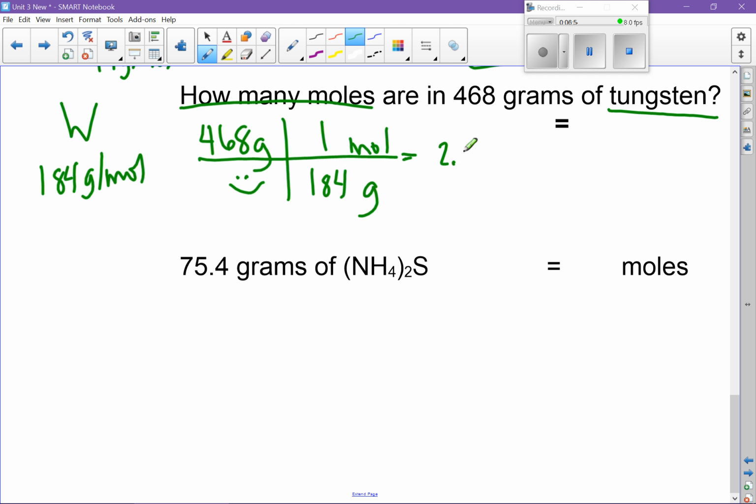We get 2.54347 something. We're going to round to the hundredths place, which is here. It's going to stay. I was looking for moles. That's the unit that goes on my answer.